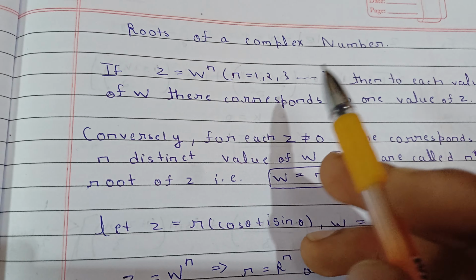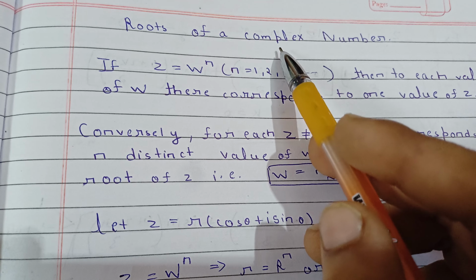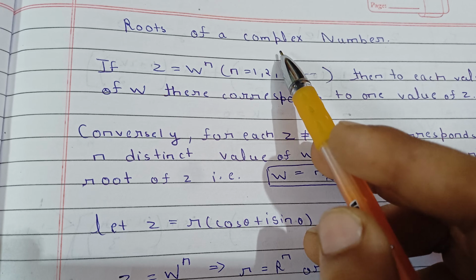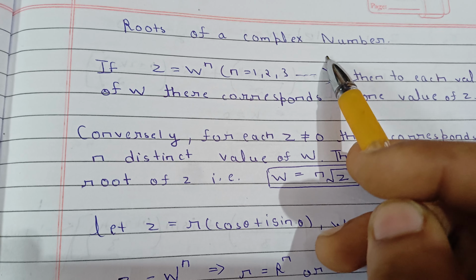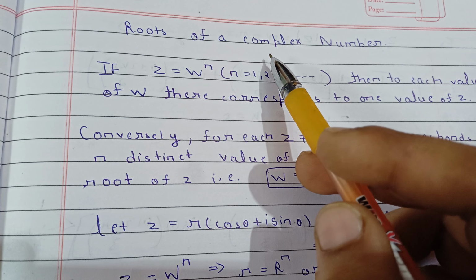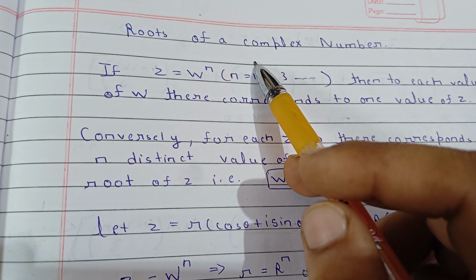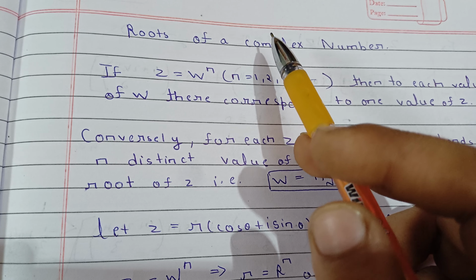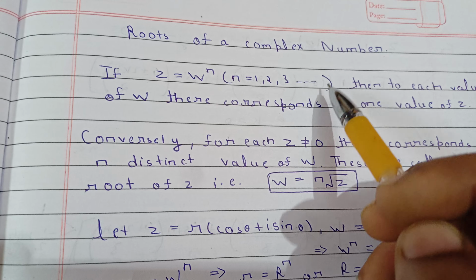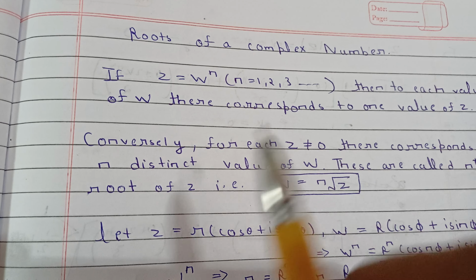So what is the meaning of root? Take an example, 3. If you need to find the square root, you take the power 1 by 2. You will get 2 such values whose squares will give you 3 again. If you need the cube root of 3, you will get 3 such values whose cubes will give you 3 again. And if you need the 1 by 4 root, you will get 4 values whose fourth power will give you 3 again. That's how we define the roots.